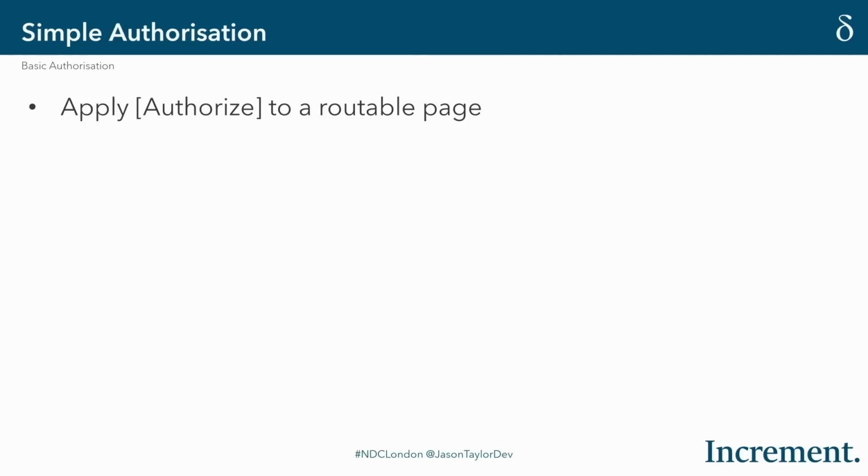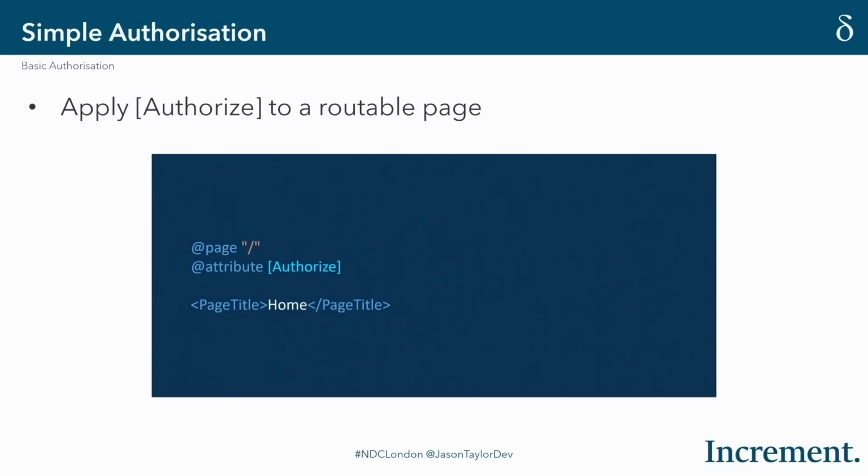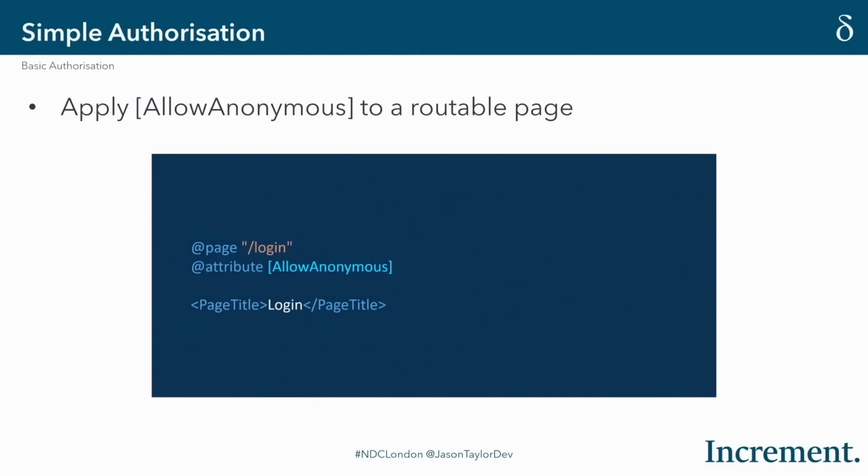So in Blazor, we can apply the authorize attribute to a routable page. Here, I've restricted access to the home page to authenticated users. In this case, I've opened up the login page to allow anonymous. In Blazor, we can apply that authorize attribute at a global level. And so here, even though all other pages might be restricted, the login page remains accessible.